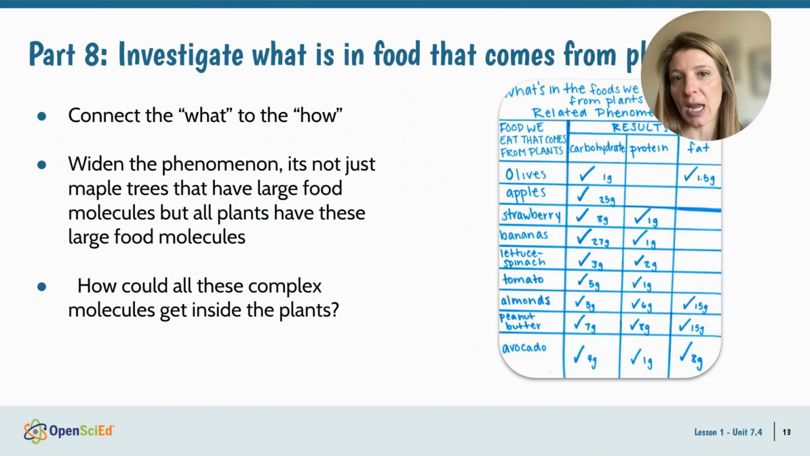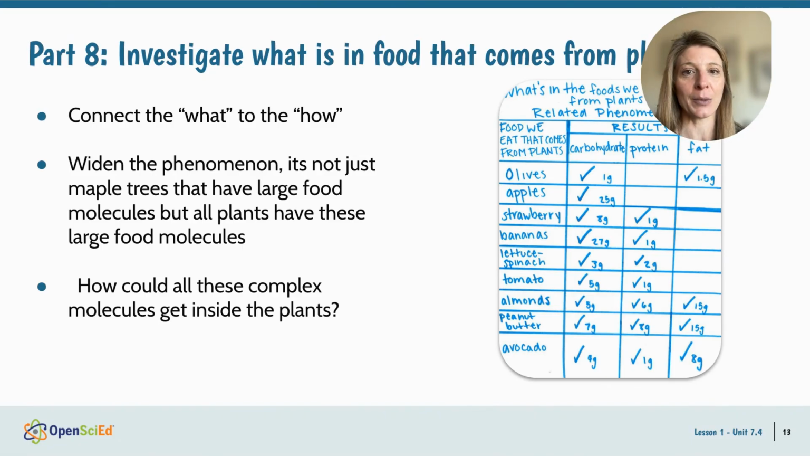That brings us to part 8, which is the nutrition label investigation. The purpose of this investigation is to connect the what to the how. Now we want to widen the lens. It's not just maple trees. By seeing that an avocado has fat and a potato has complex carbs, students realize that all plants are made of food molecules.